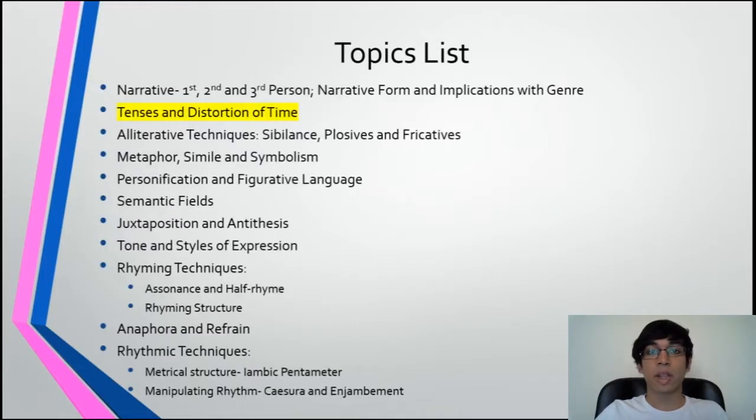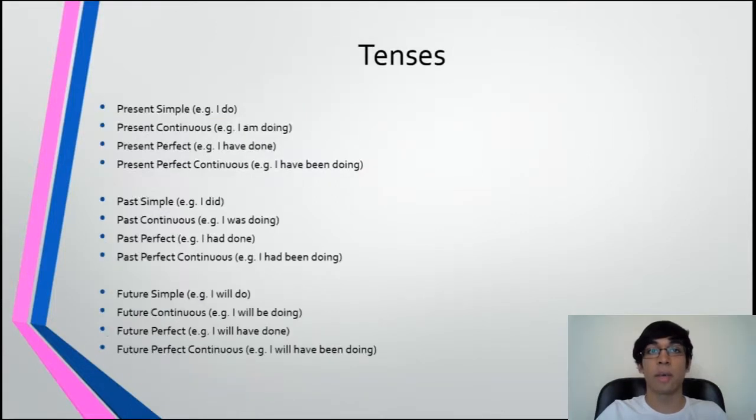So today we're going to be looking at tenses and the distortion of time. Now, like narrative, tenses run throughout a text, and it can be very useful to comment on time when you're looking at any certain theme. Like narrative, they can be quite easy to spot, the tenses, if you understand what they are. The trickier thing is linking them to a certain theme or a certain meaning in the text.